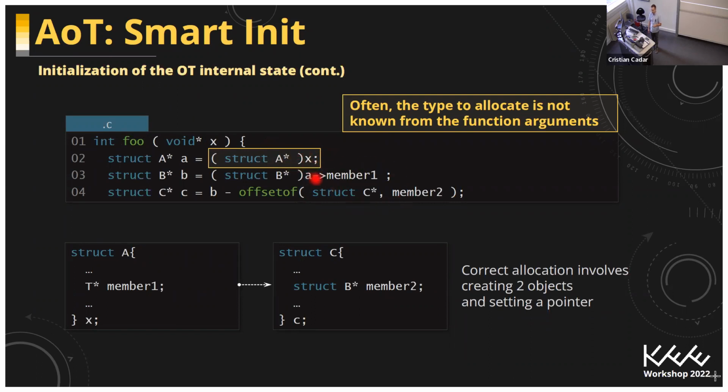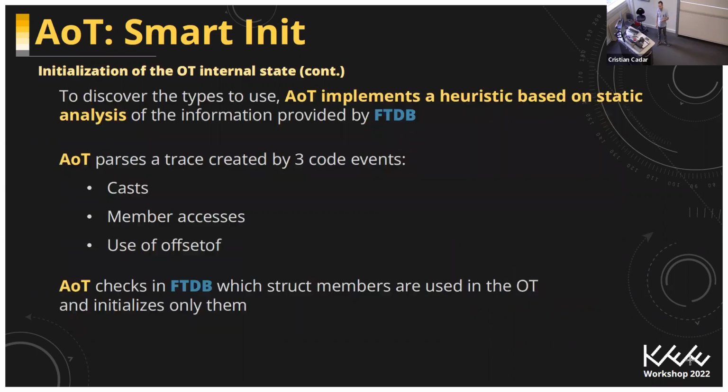You can also take a member and use the offsetof operator. So for this very simple code, to properly initialize the state, you need two objects, one of struct A and the second of struct C, and furthermore, you need to set the pointer member1 in struct A to point to member2 in struct C.